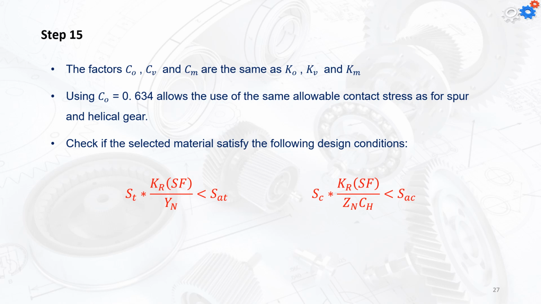And if not, simply select a new material and repeat the calculation as a new iteration, to find that the values of the stresses are going to be less than the allowable stresses of the material, and the same for the contact stress, which is going to be less than the allowable contact stress for that material. So that's it. This will be the calculation we can use for the bevel gears.